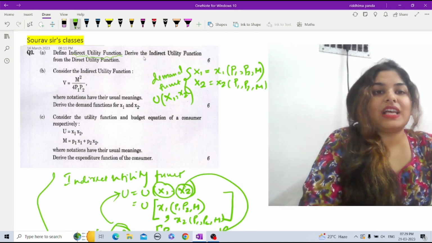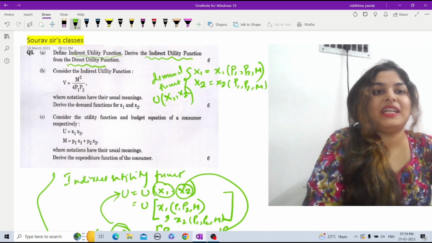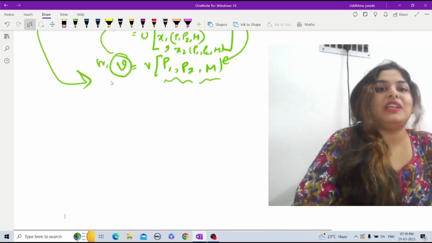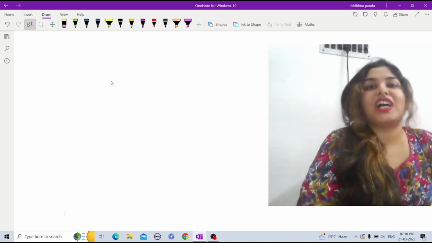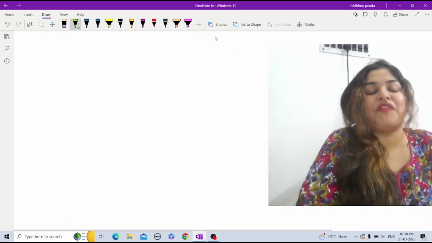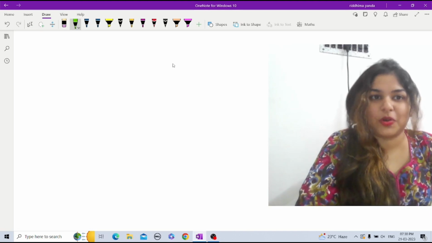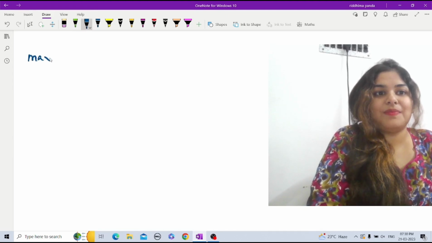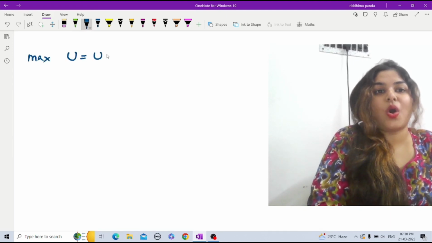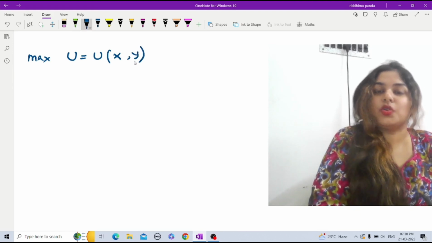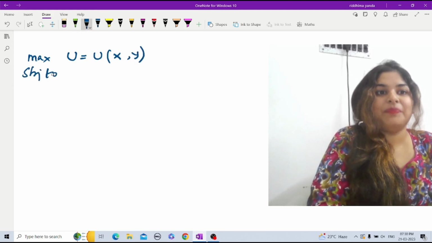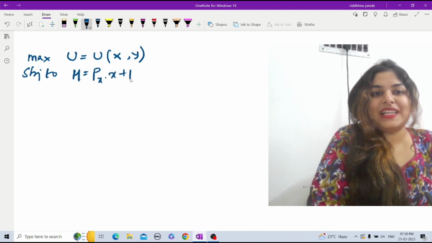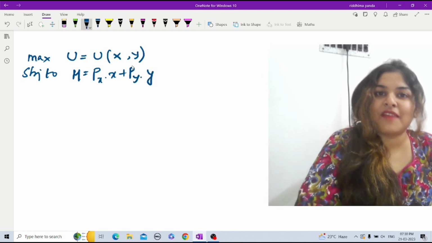Now they have asked you to derive the indirect utility function from the direct utility function. Since they have not given any specific utility function, we will use our general form of utility function and budget line and see the technique of how to derive the indirect utility function. To begin with, let us assume the objective is to maximize utility, which is a function of X and Y, two commodities, subject to the budget line, that is M equals Px into X plus Py into Y, where all the notations have their usual meaning.